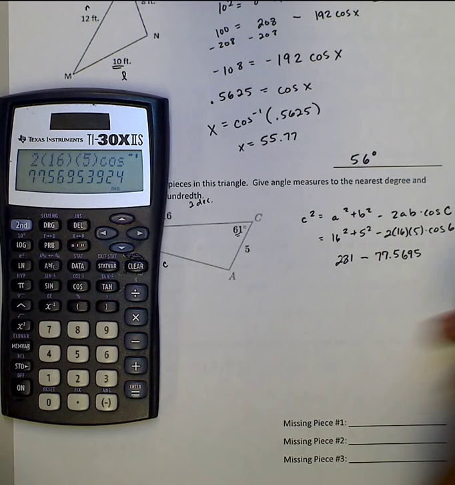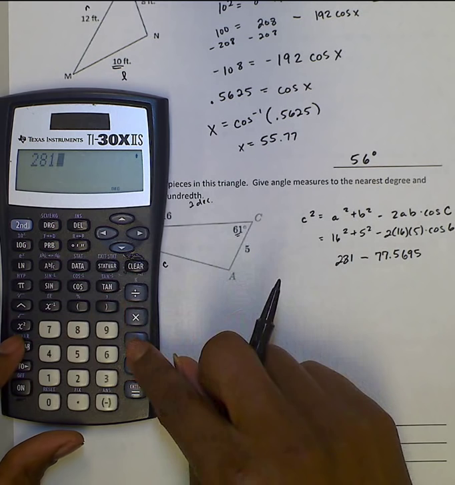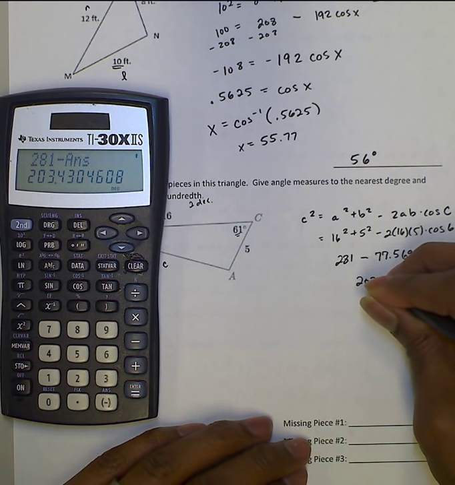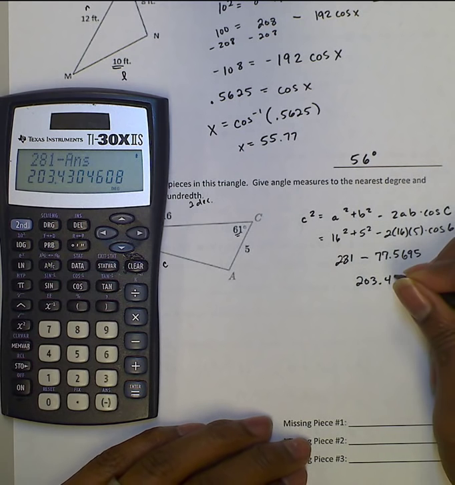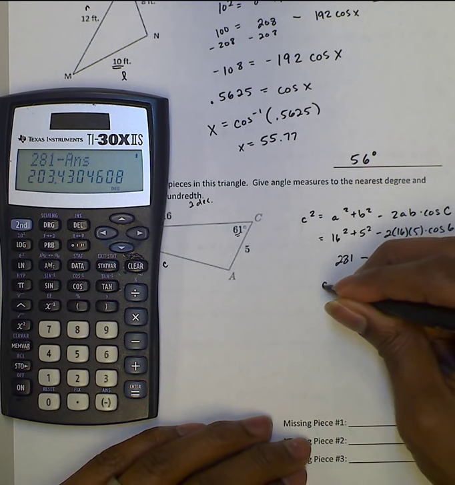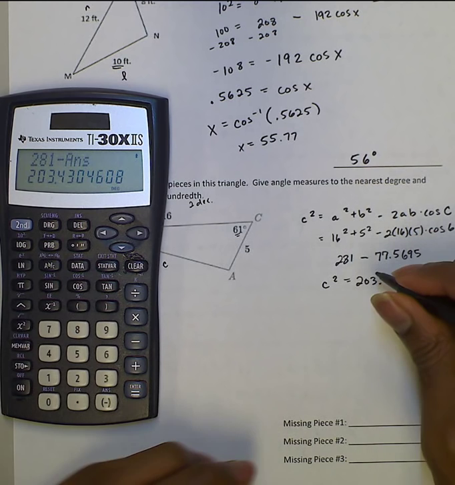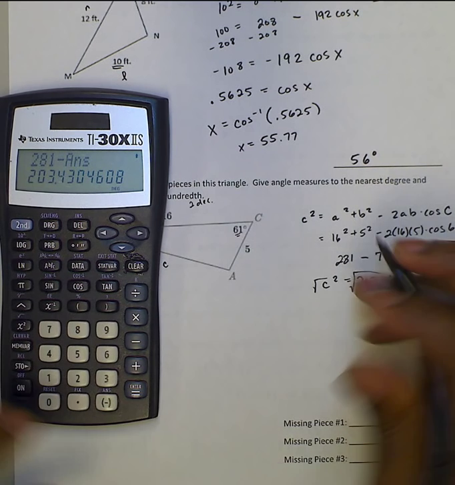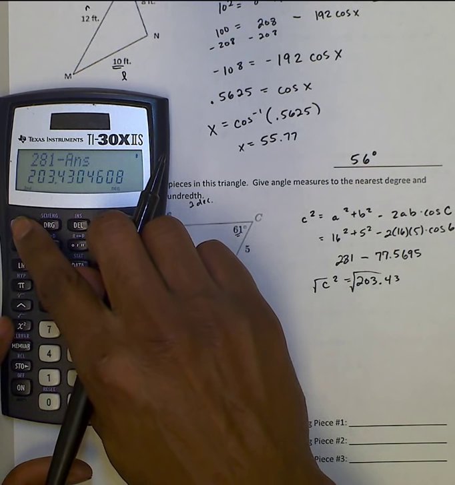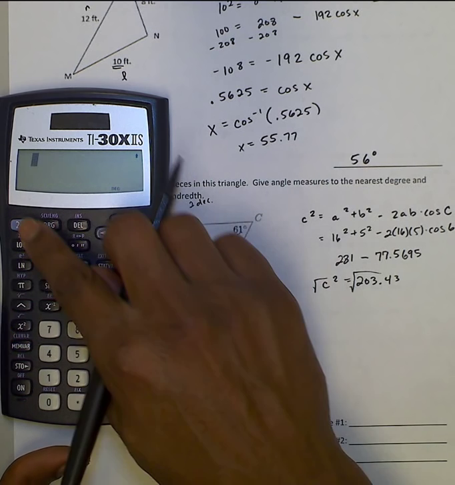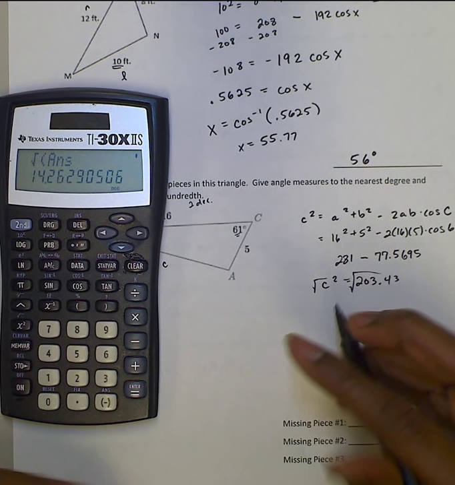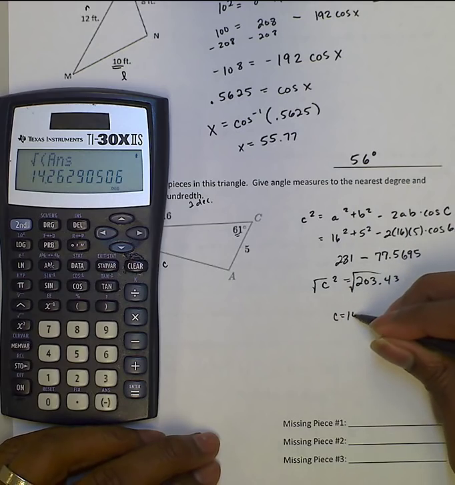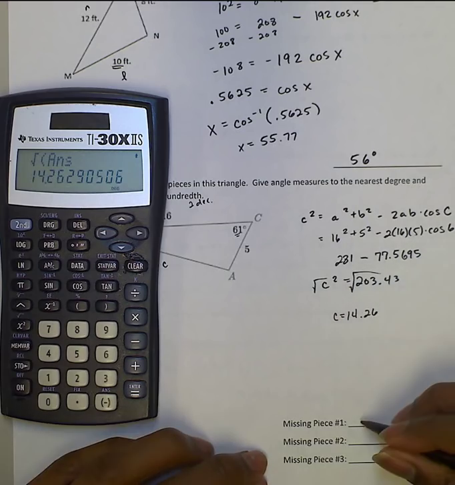Now I'm going to do 281 minus the answer, and that gives me 203.43. Again, I'm writing that down, but I'm not going to round in my calculator until I'm all the way done. To find c by itself, I'm going to take the square root of both sides. The square root of this answer is 14.26. So 14.26, and that's the first missing piece that we know.